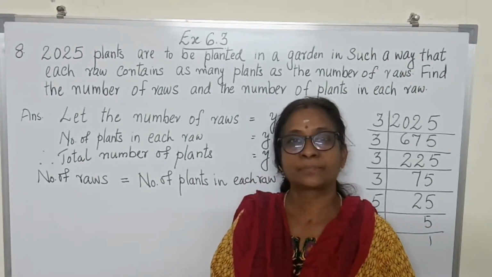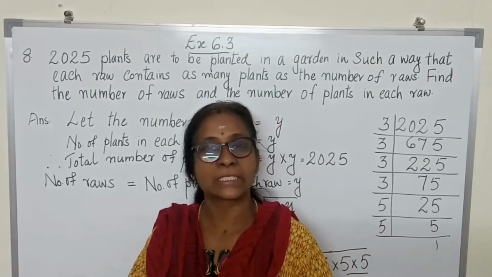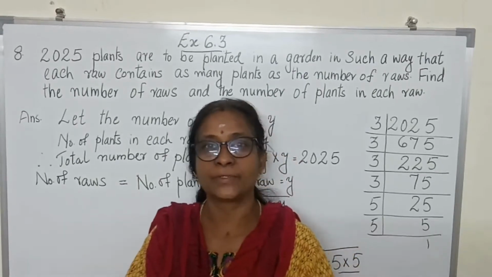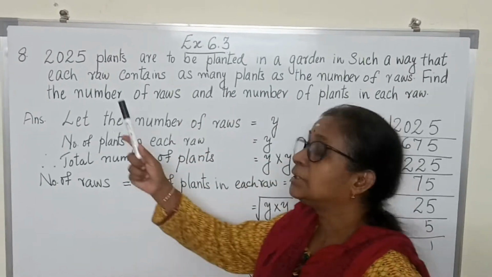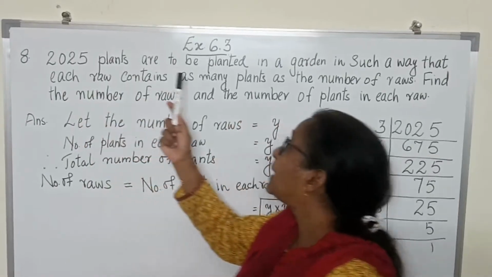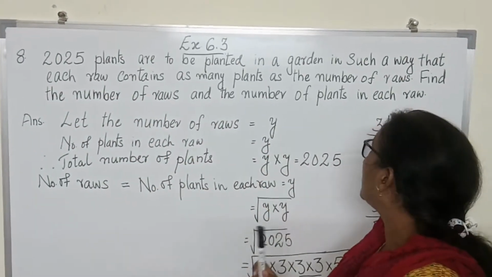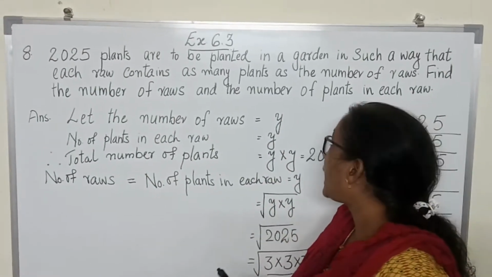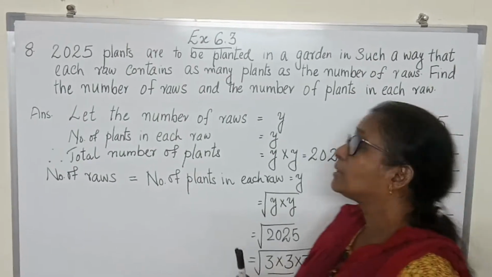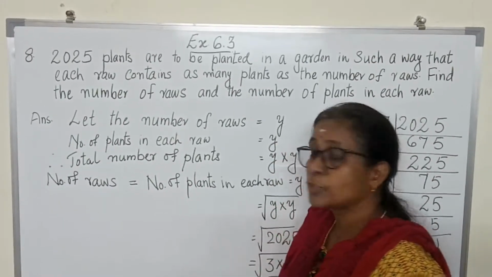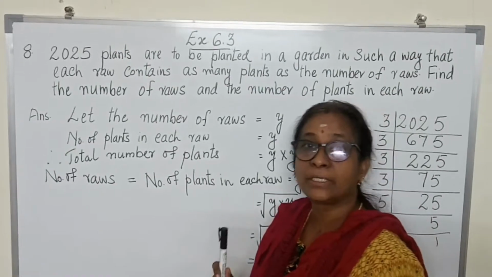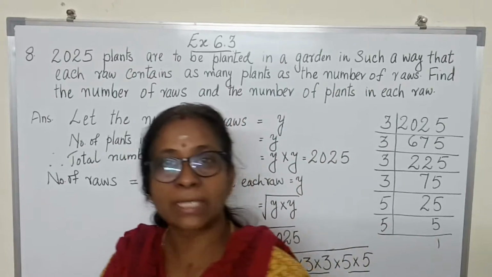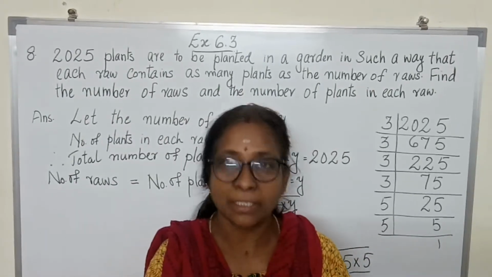We have already completed questions 1 to 7 from exercise 6.3. Now let us go to question number 8. The question is: 2025 plants are to be planted in a garden in such a way that each row contains as many plants as the number of rows. Then find the number of rows and the number of plants in each row. That means as many rows as there are, that many plants are there in each row.